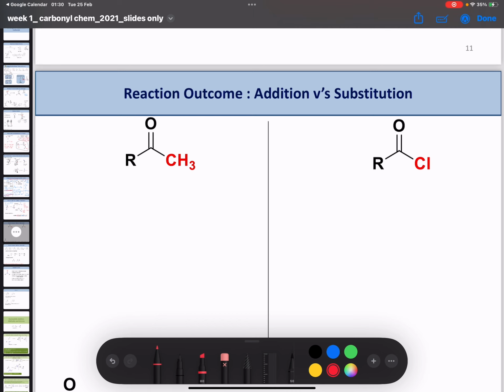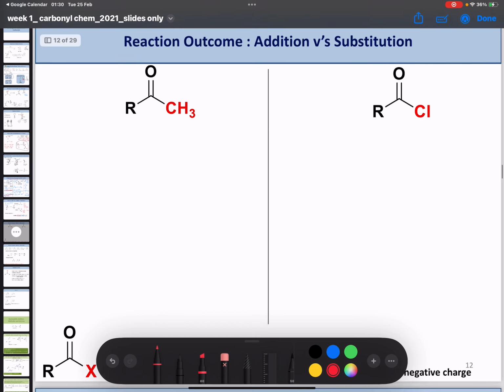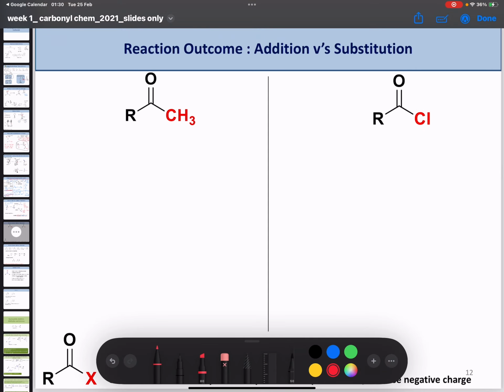So now we come back to addition versus substitution. Just think about what would happen if those groups break off. So let's just say that there was CN minus, right? If that happened, what would your first step be? Pause and do it yourself. Okay, now it would do it like that.